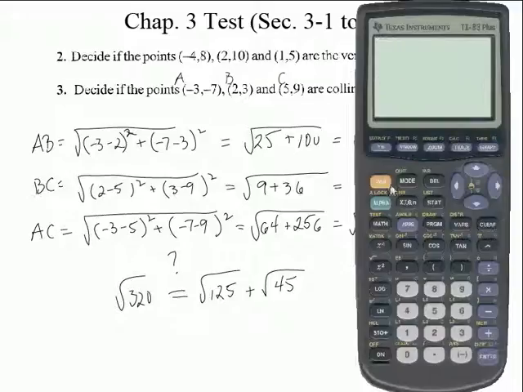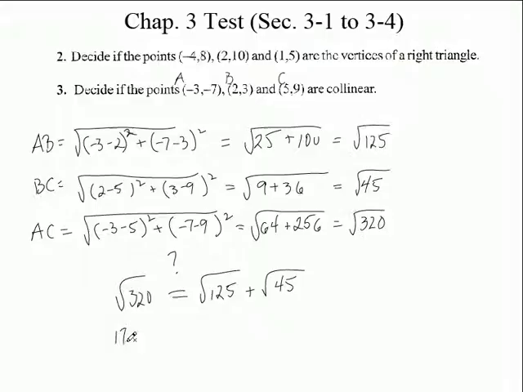Let's go square root, that'd be second function right there. Let's go second function. Alright, there we go. So that's the square root of 320. And let's see what we get. That's about 17.88. It's close enough.